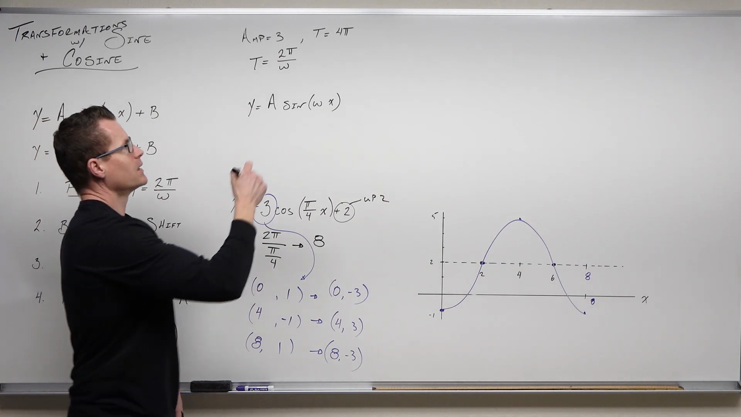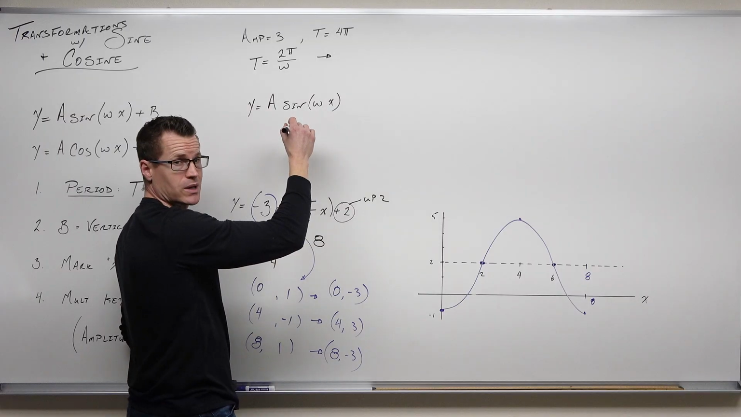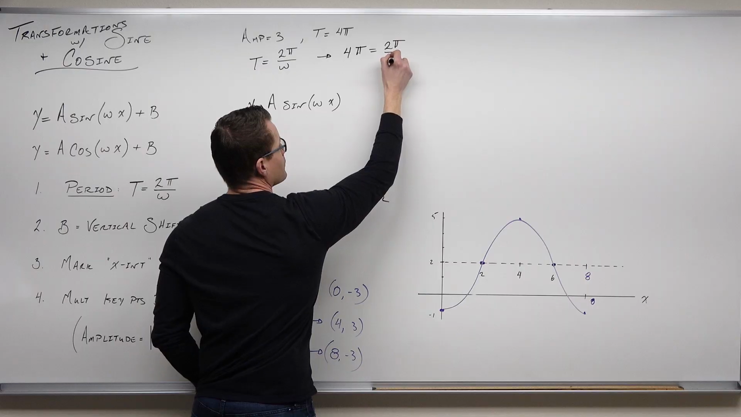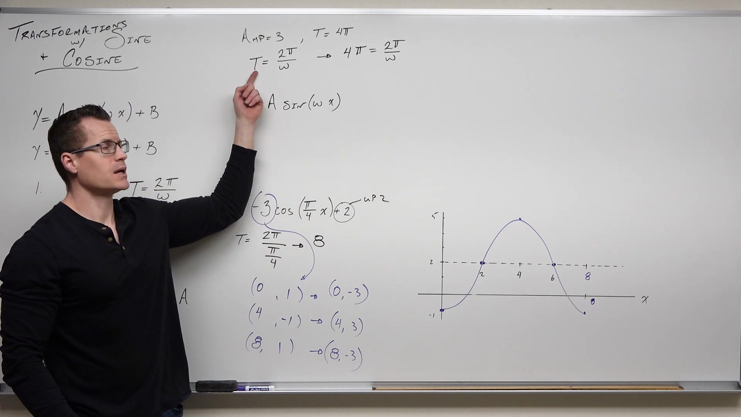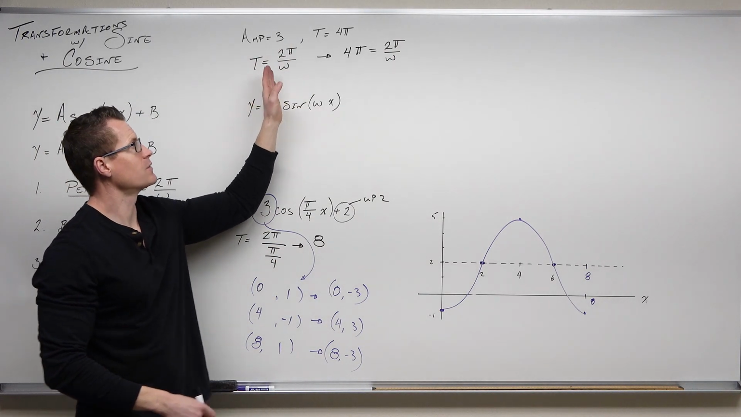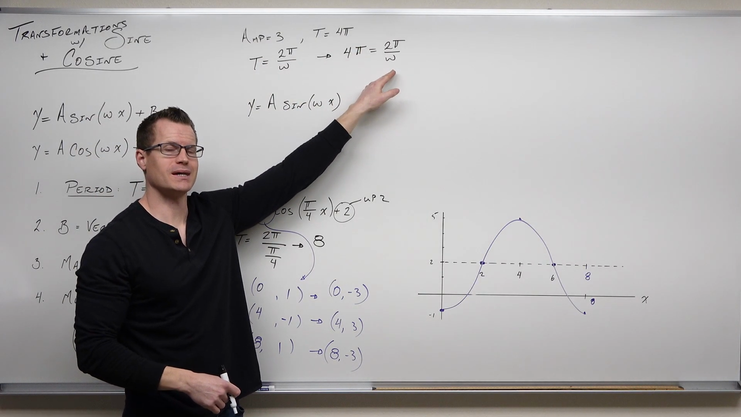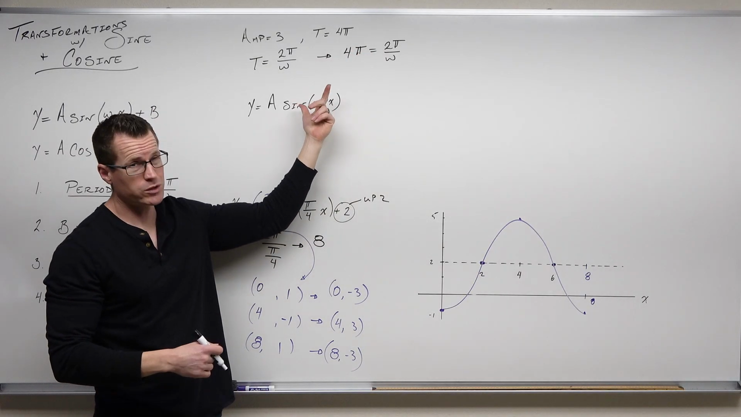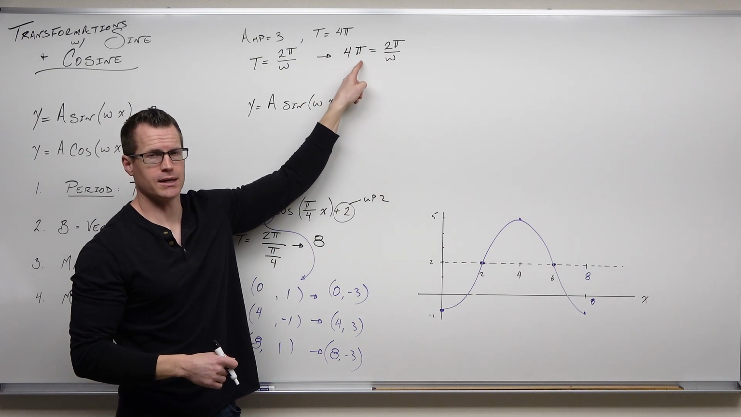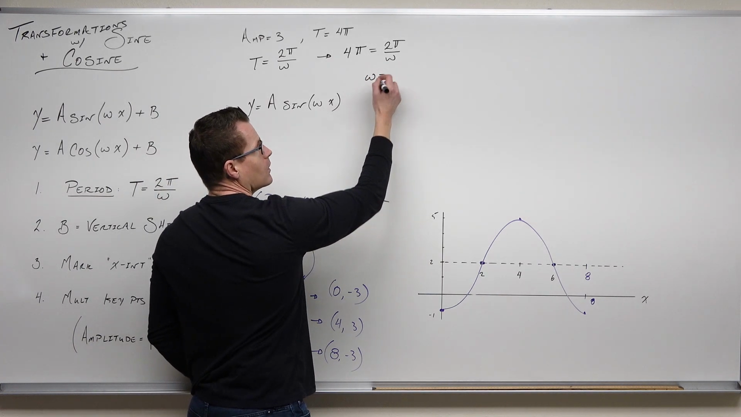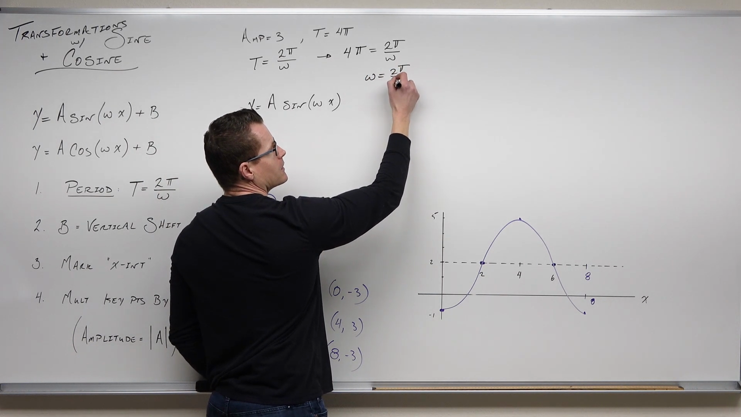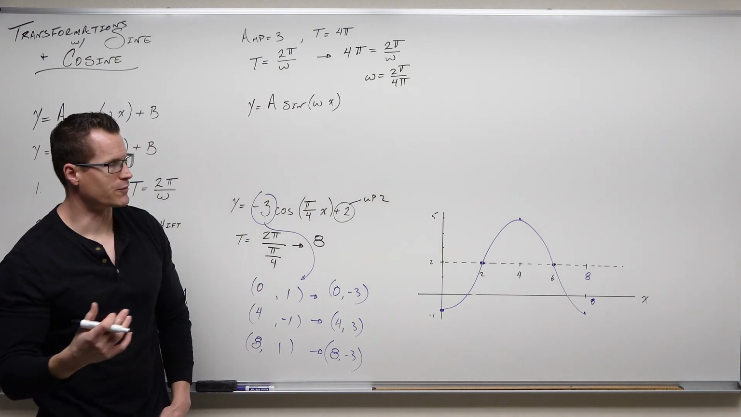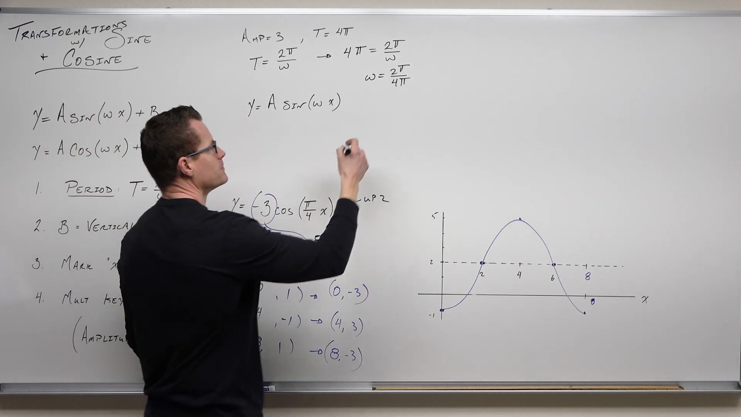So if you have a period of 4 pi, then 4 pi, hey, that's our period, equals 2 pi over omega, which is what our period always is. Can you solve for omega? Yeah, we'd multiply both sides by omega and divide by 4 pi. Ultimately, you just interchange these two things. That's going to give you omega equals 2 pi over 4 pi, which is 1/2.